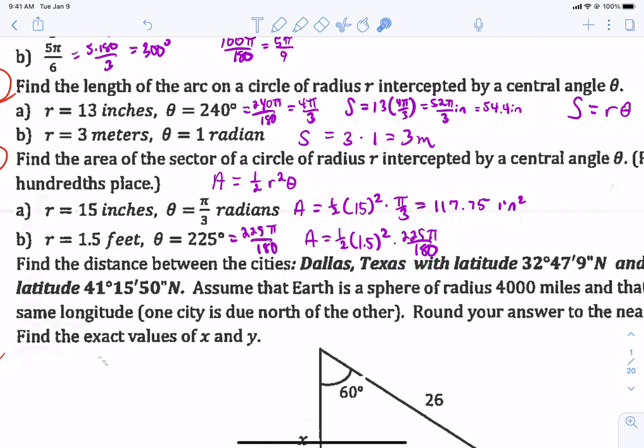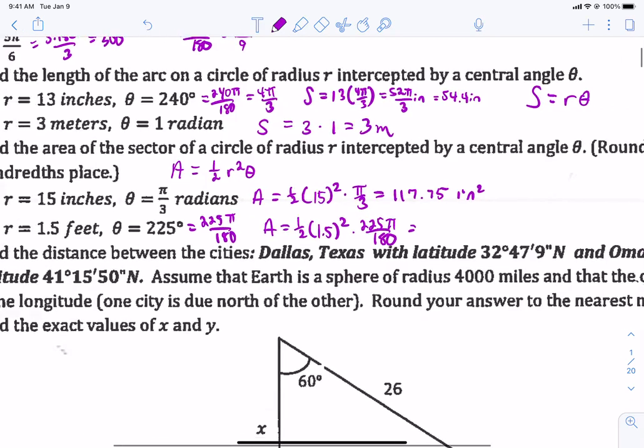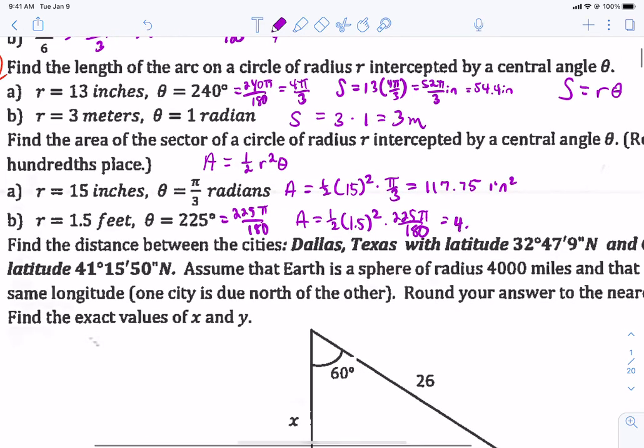So what do we get? Well, 1/2 times 1.5 squared times 225 times pi divided by 180 is approximately, to the nearest hundredth, 2 places, 4.42 square feet. Why square feet? Well, the original was feet. This is going to be square feet.